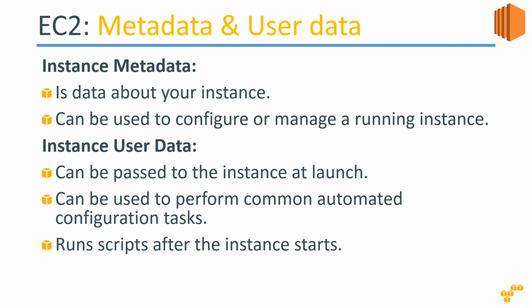For specifically that reason, Amazon created two tags. One is called instance metadata. It is the data about your instance. It can be memory, CPU, instance type, or the AMI ID, those kinds of things which describe the instance itself.